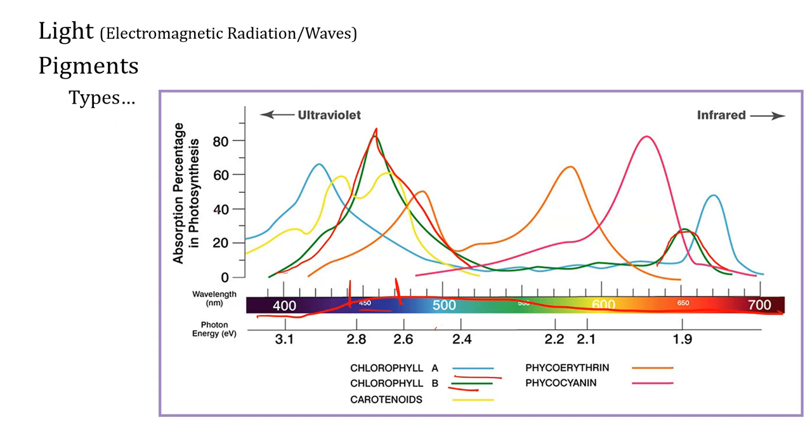Chlorophyll A does about the same thing. It captures a little bit more of the lower wavelength of blue, so closer to the UV light, and then it also captures the red and orange light.